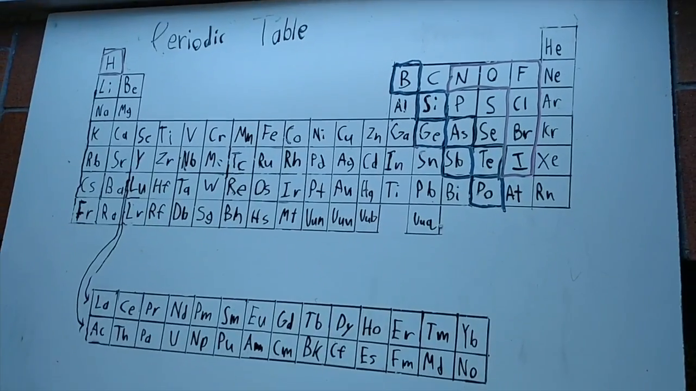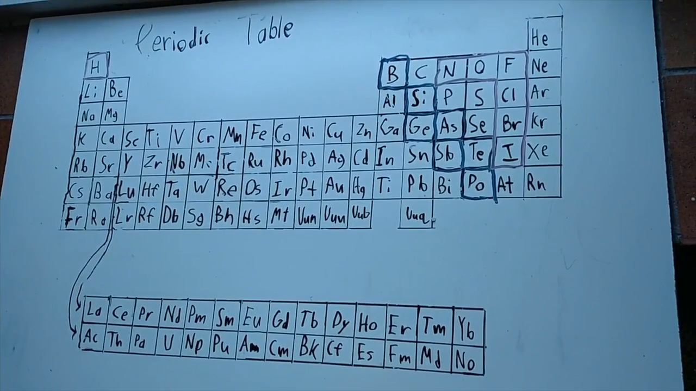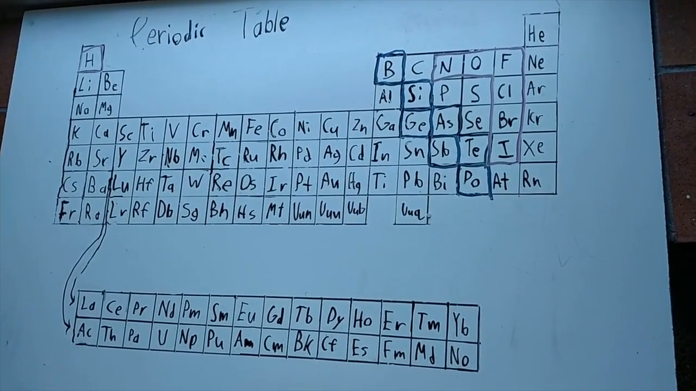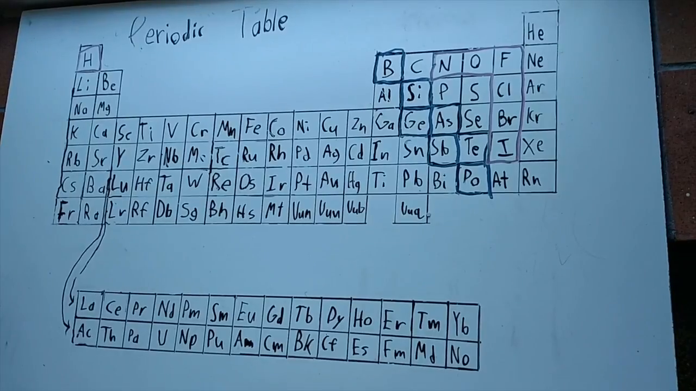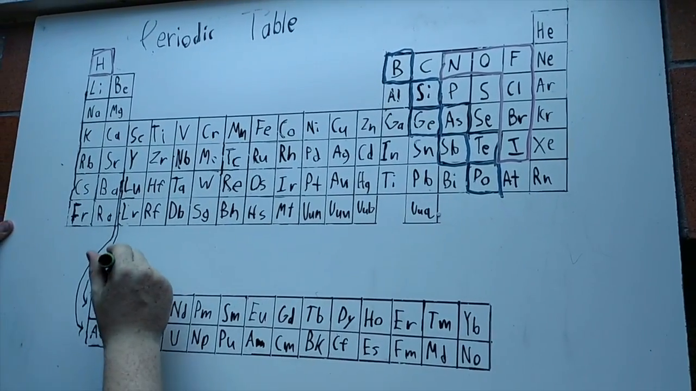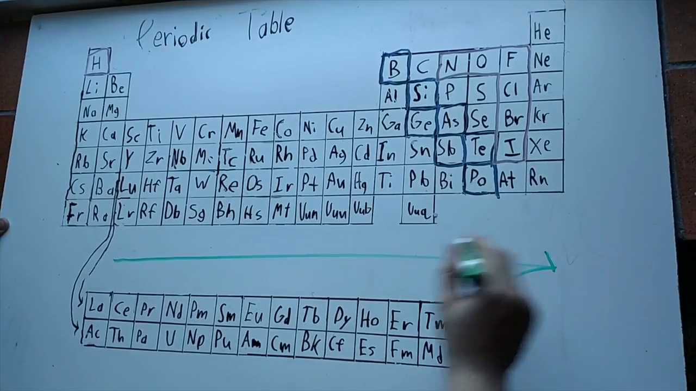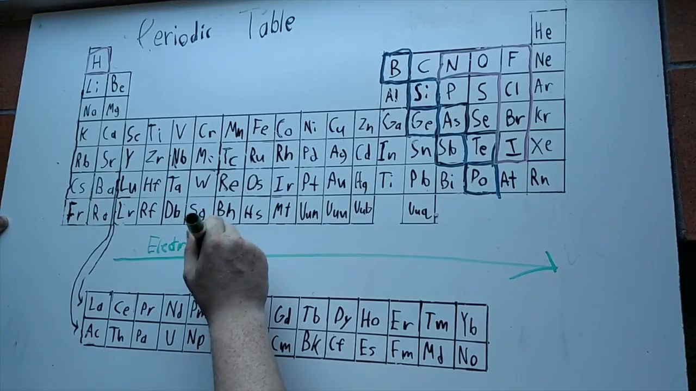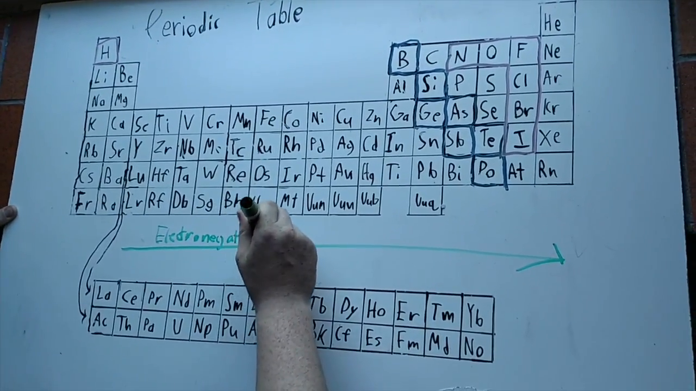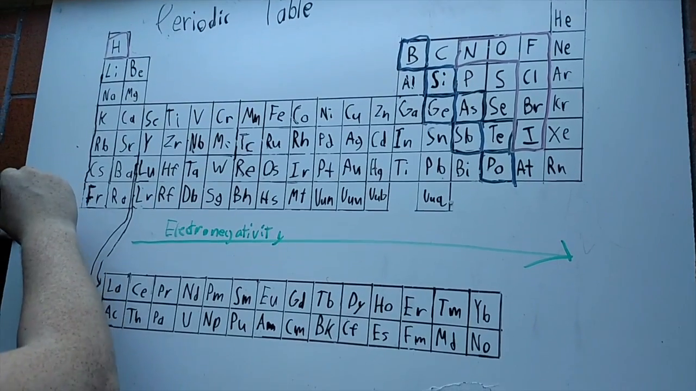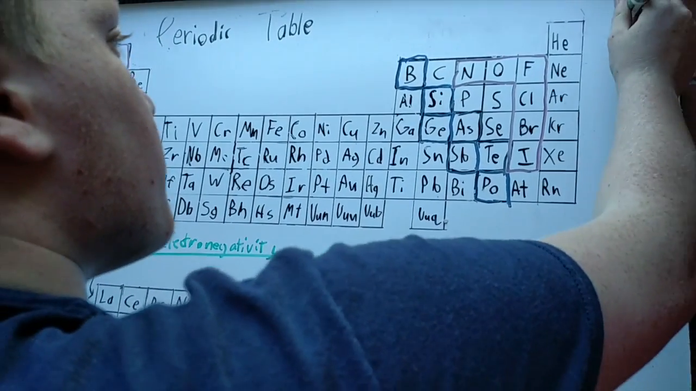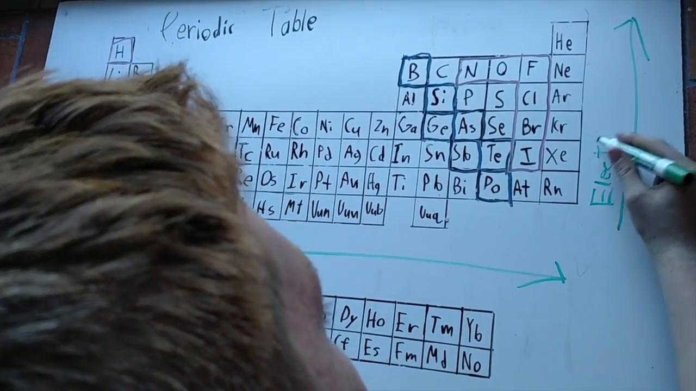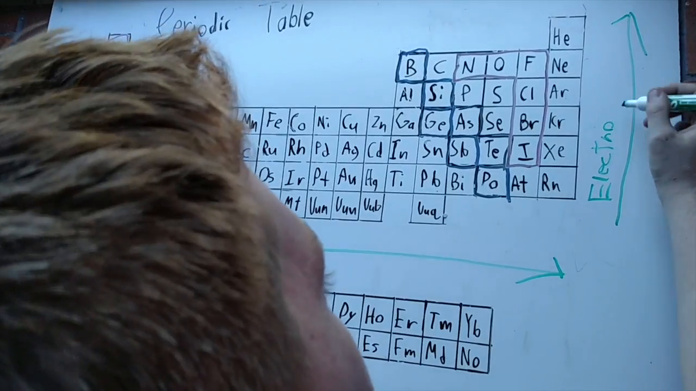Now we're going to talk about periodic trends. The first trend we're going to talk about is electronegativity and electron affinity. These two properties are essentially an atom's ability to attract electrons to itself. Electronegativity and electron affinity grow as we go right across the periodic table. They also increase as you go up the periodic table, excluding noble gases. This does not include the noble gases because they already have all of their electrons.